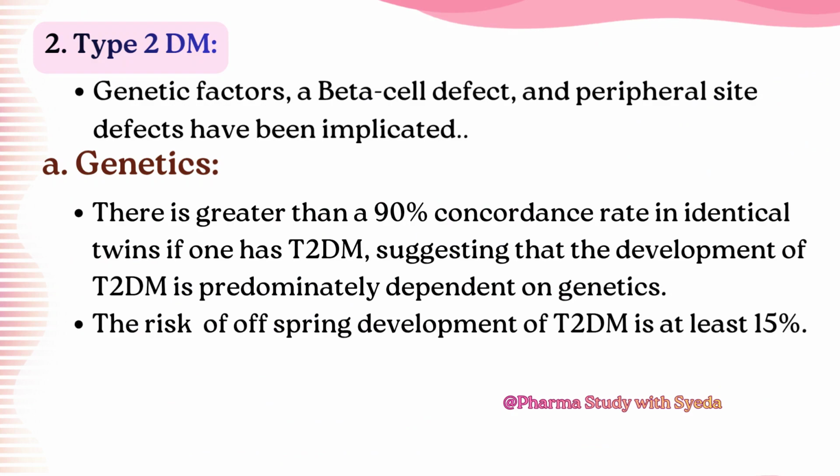Type 2 diabetes is associated with genetic factors, beta cell dysfunction, and defects at peripheral sites such as muscle and liver tissues. Genetics. It plays a major role in its development. Studies show that identical twins have more than a 90% concordance rate if one twin has type 2 diabetes. This strongly suggests that the disease is predominantly influenced by genetic factors. In addition, if a parent has type 2 diabetes, the risk of the offspring developing the condition is at least 15%, highlighting the strong hereditary component of the disease.